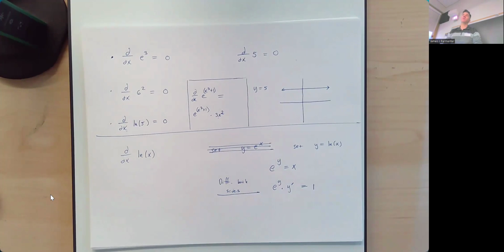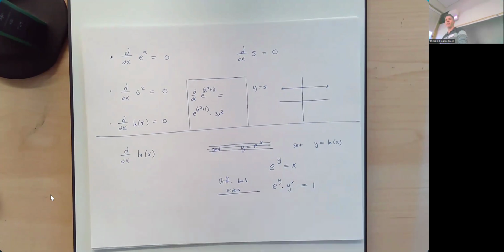This is an example of implicit differentiation. Way back last quarter when you were doing implicit differentiation, if you took the derivative of y to the fourth, you would get 4y cubed times y prime. You have to multiply by the derivative of the insides.